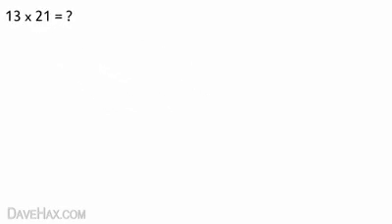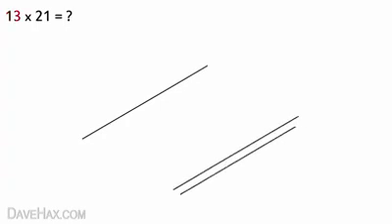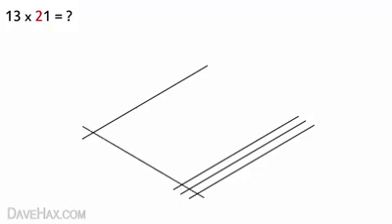See, the first digit in this equation is 1, which means we draw one straight line diagonally like this. The next digit is 3, so we leave a little space, then draw 3 lines parallel to the first one like this. After the multiplication sign, the first number we have is 2, so we draw 2 lines next to each other from here to here. And the final digit is 1, so we draw 1 line from here to here.